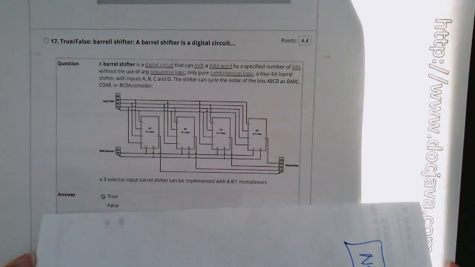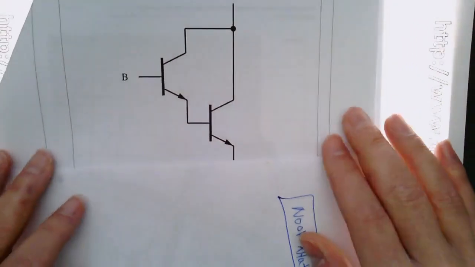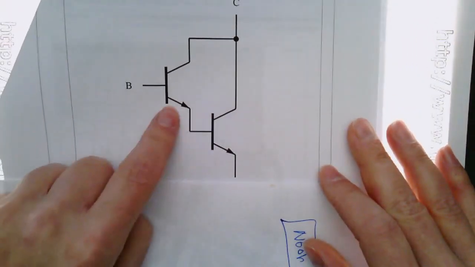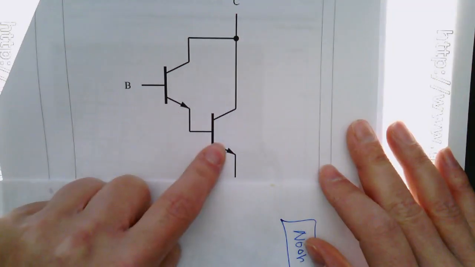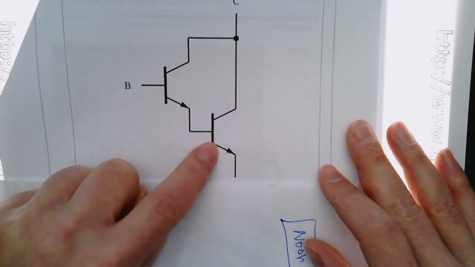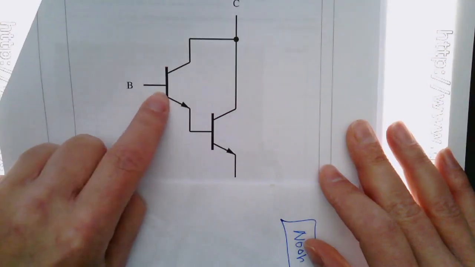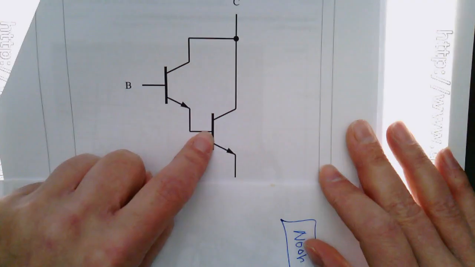Someone says, can we do 18? Okay. So 18 looks like this. So this is a bipolar junction transistor, and that's a bipolar junction transistor. And these 2 bipolar junction transistors are cascaded together. The current on this transistor is then used to switch the current on that transistor.